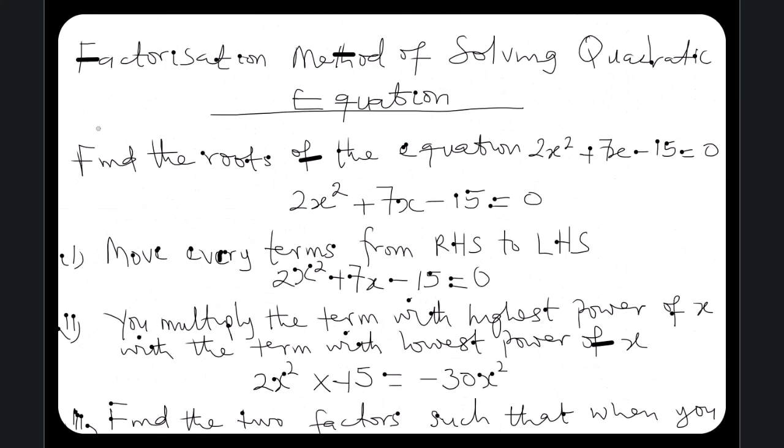I said, we want to use factorization method to solve the equation 2x squared plus 7x minus 15 is equal to 0. Then I said the first thing to do is that you arrange your equation such that you shift everything from the right hand side of the equation to the left hand side of the equation. So you're going to have 2x squared plus 7x minus 15 is equal to 0. That means you must equate that equation to 0.